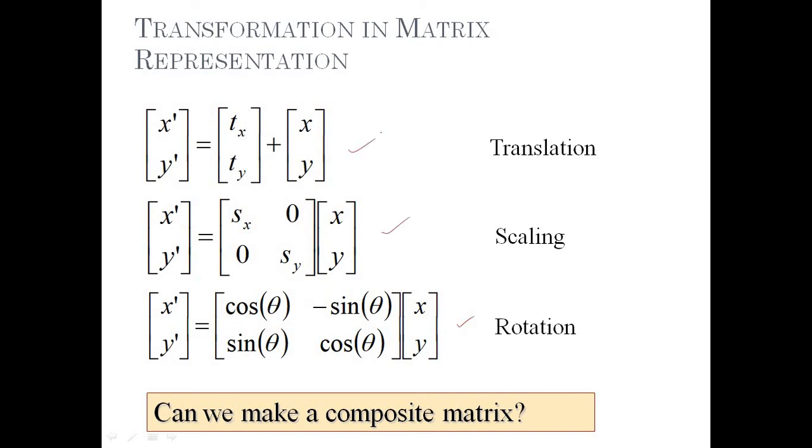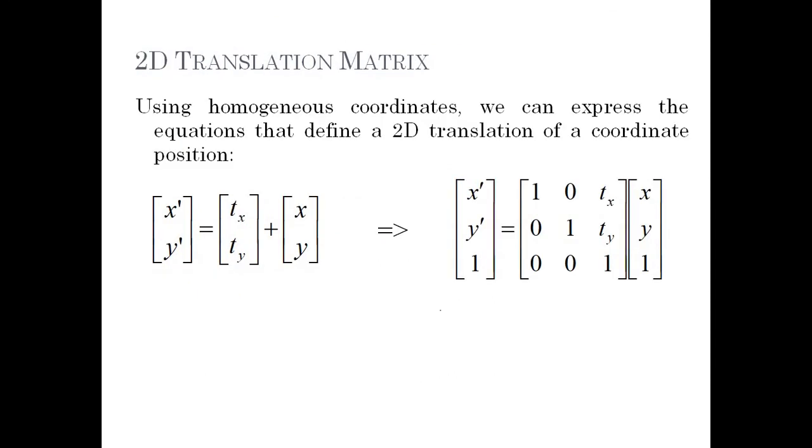These are all correct. But how can we make this homogeneous? Here we have a plus in translation, while the other two are matrix multiplications. Just take an example of 2D translation first. If we are going to make it a composite matrix, using homogeneous coordinates we can express the equations that define a 2D translation of a coordinate position simply like this. These are actually the same thing, and will give the same result. Here, x dash will be equal to x plus tx, it doesn't matter, and y dash will be equal to y plus ty. This is the formula that we have.